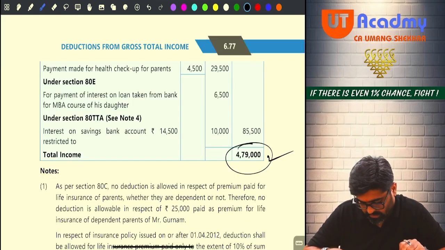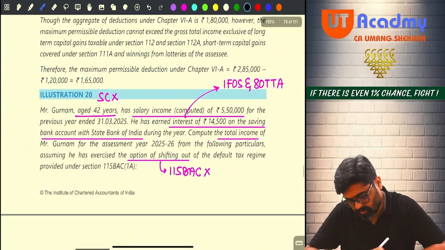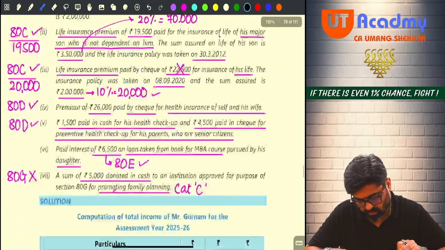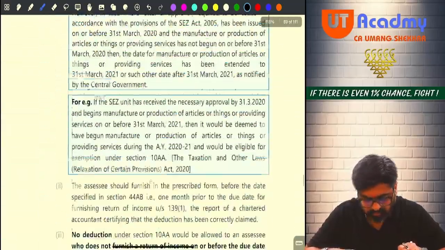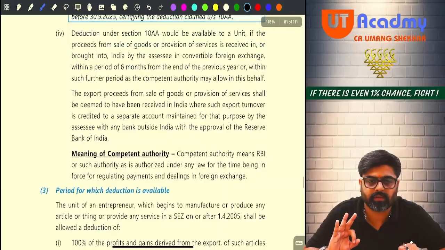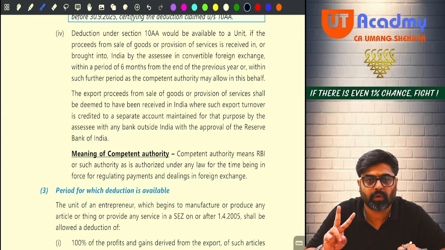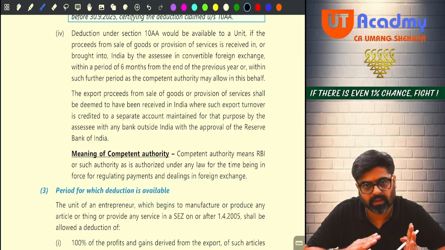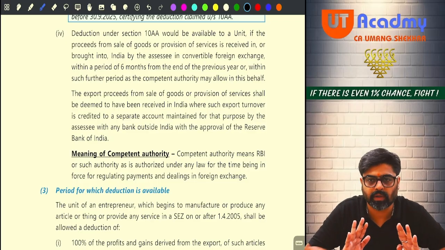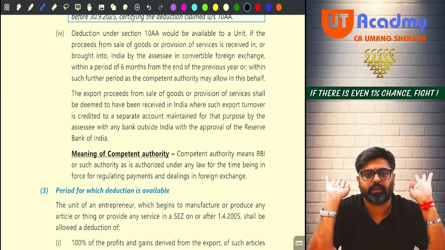So this was your question number 20. 20 is done. Come to 21. 21 we will not be able to solve right now. Now 3 questions are remaining. One question on 80JJAA, one question on 80QQB, and one question on 10AA. These 3 sections when I'll teach you, that time we are going to solve these 3 questions. Now as of now all the questions in the deduction chapter we have completed.